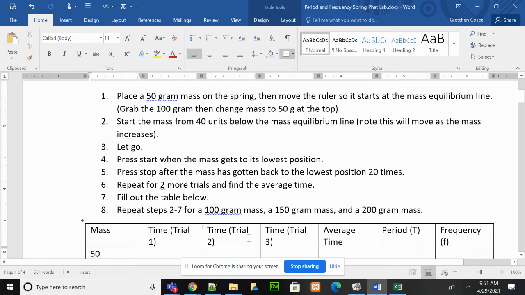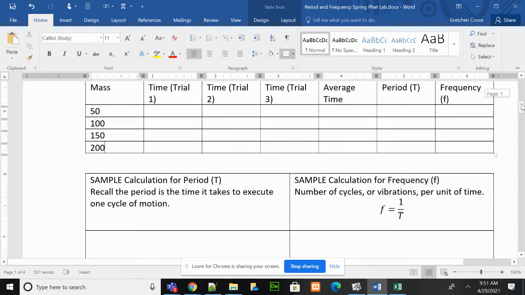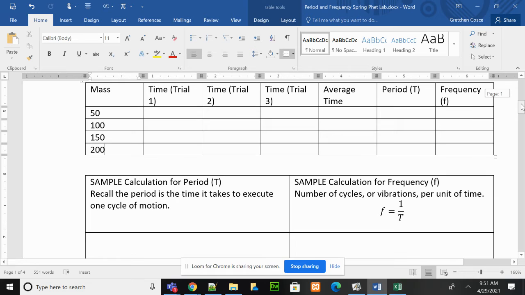Okay, then I'll do another trial, I'll get my average. So I'm just going to pretend that my average is 12. It's probably not, that's okay. My average time is 12, okay? To get the period, it's the time it takes to execute 1. So it's 12 seconds for 20. So how long does it take to do 1? Well, I just take 12 and divide by 20, okay? So I would get 0.6 for my period. Then I need to find the frequency. So the frequency is 1 over the period. So I would take 1 divided by 0.6, and then I would write down the frequency.